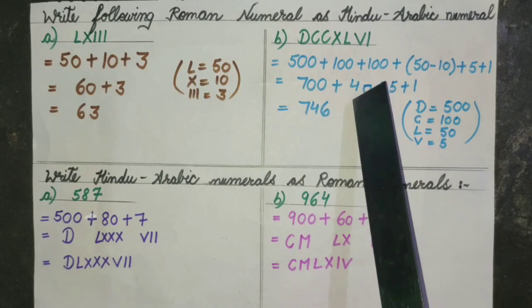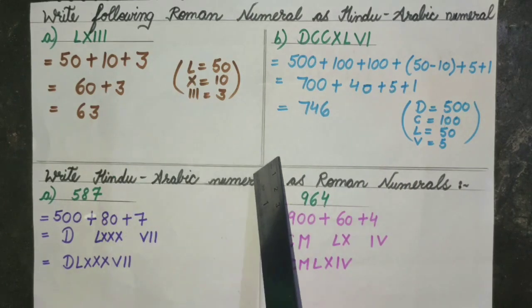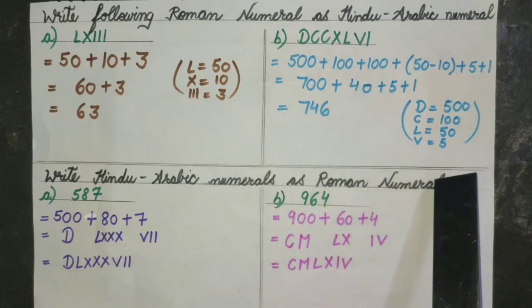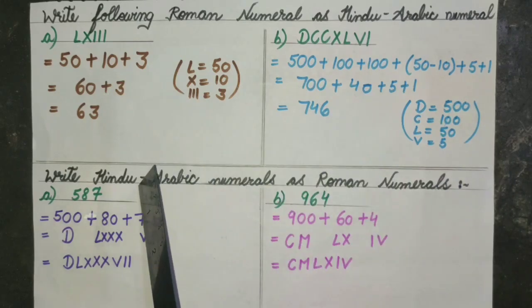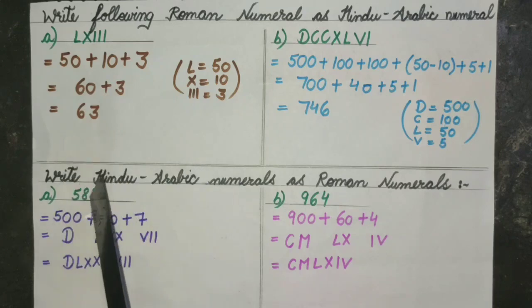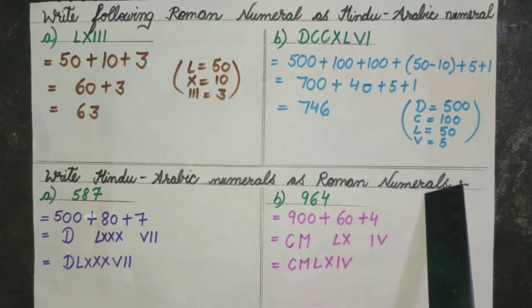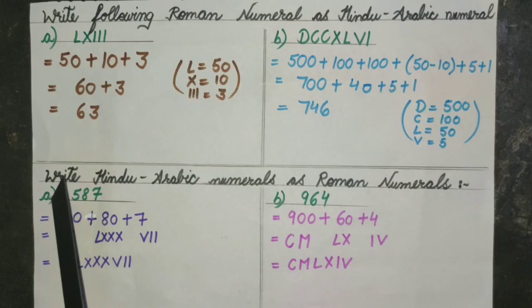Now, our second question is, write the Hindu-Arabic numerals as Roman numerals. It means the numbers which we are using according to the Indian system, we have to convert these numbers to the Roman numerals. Clear everyone? The question is clear. Now let's move to the A part.